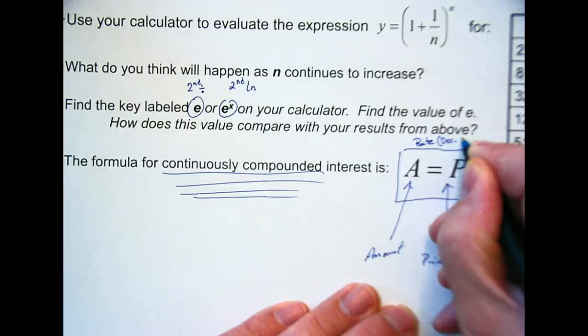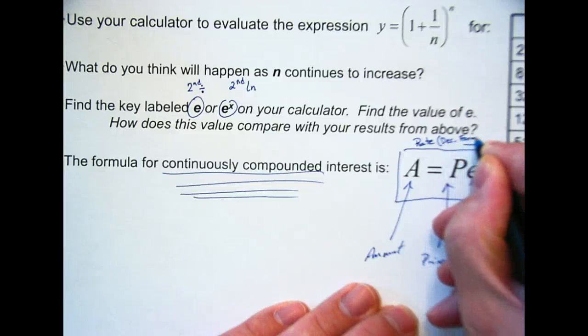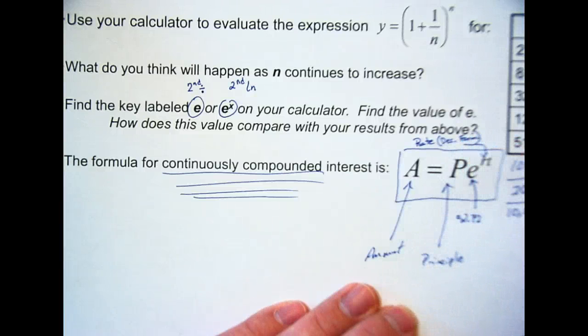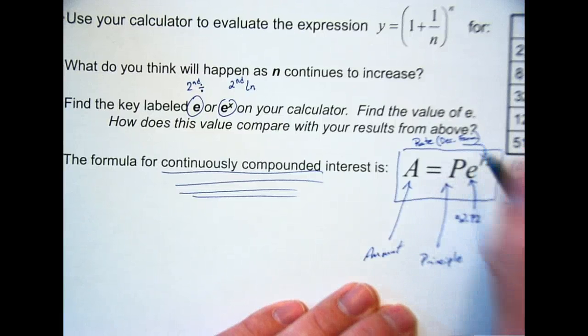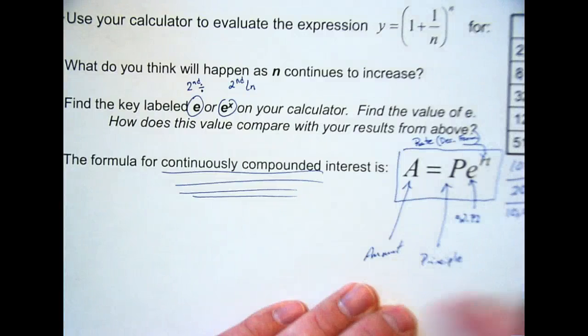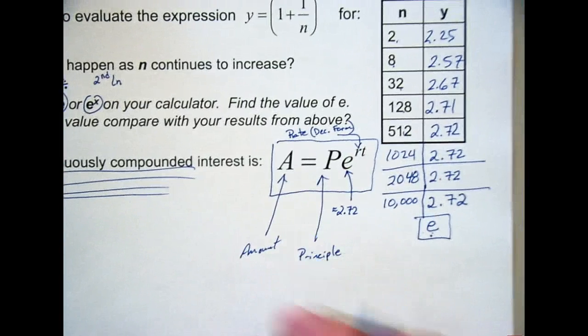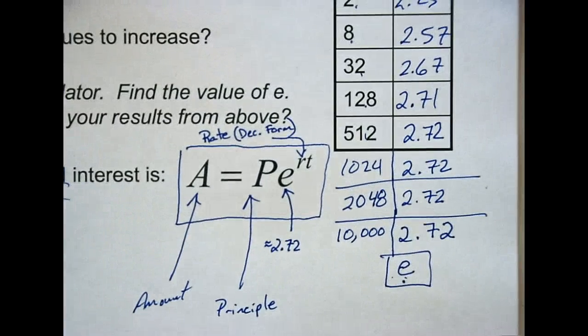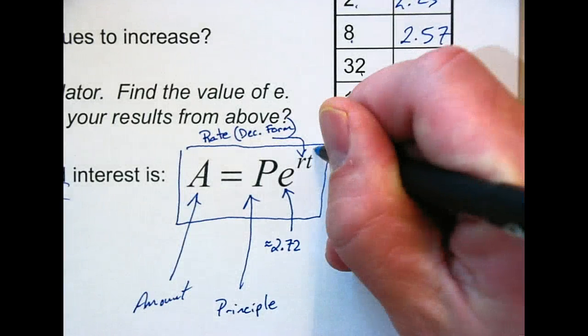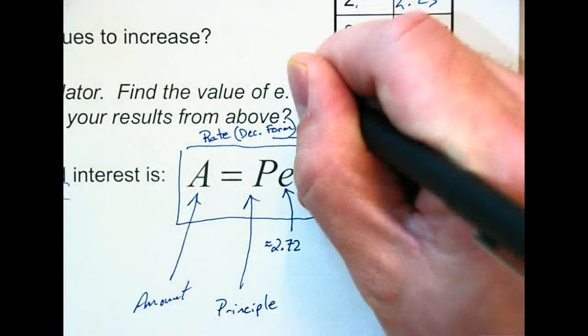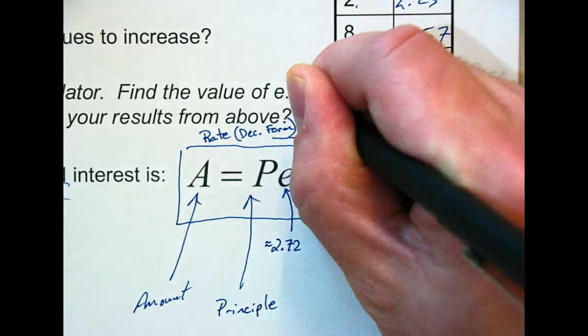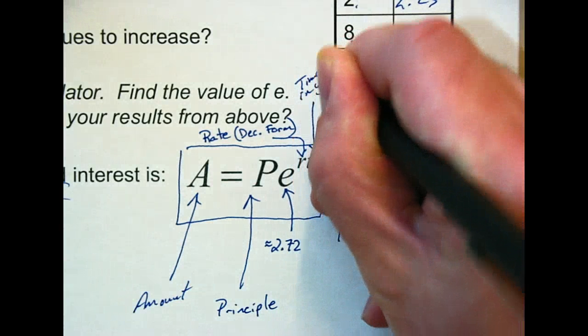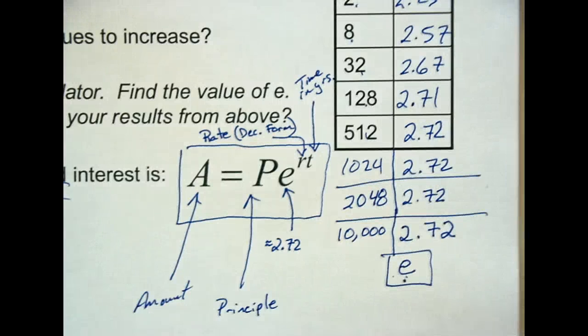Make a note of that. That is the most common error on the test. Decimal form. Make sure you put it in decimal form. Huge mistake made on our test. What's t? Time. Time in what? Years. Time in years. All right. Very good.